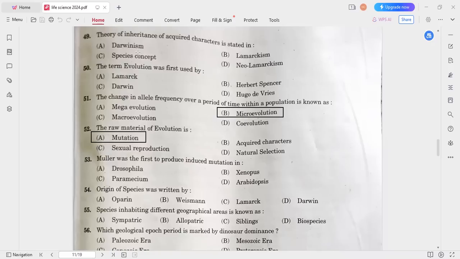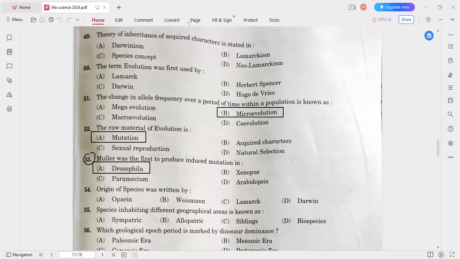Next, question 53: Mueller was the first to produce induced mutation in what? Mueller was the first to produce induced mutation with the help of Drosophila. Option A, Drosophila, is the correct answer. Drosophila is a fruit fly which is used for breeding experiments and cytogenetics, etc. Here Mueller used Drosophila to produce induced mutation.